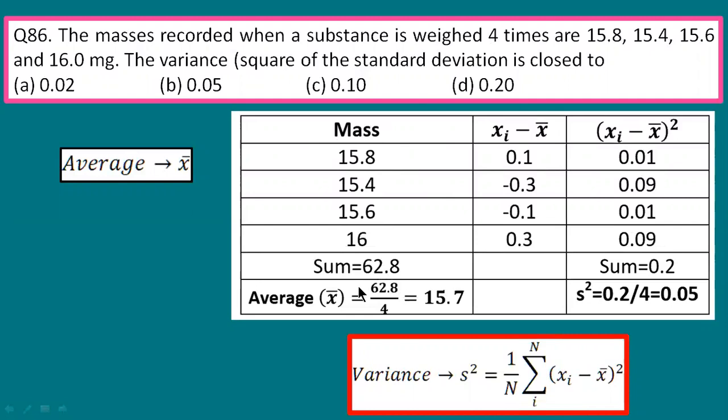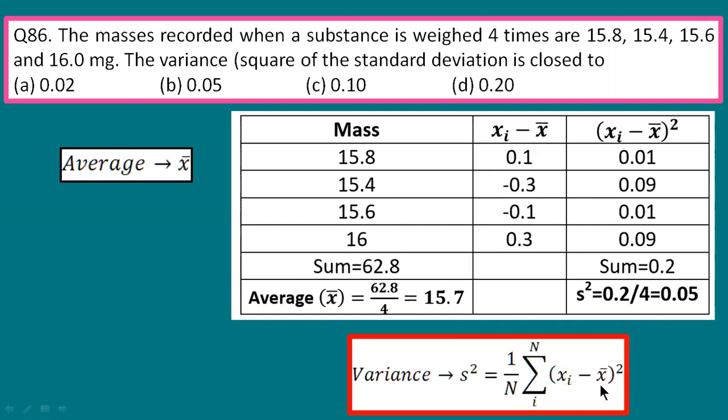In this table there are 3 columns. The first column is for mass, and the second column is for xi minus x bar. What is my x bar? X bar is my average. You sum them and divide by 4, then you will get the average. Now you subtract: 15.8 minus 15.7, similarly this minus this, this minus this, and finally this minus this. So you'll get 4 different values, which is xi minus x bar.